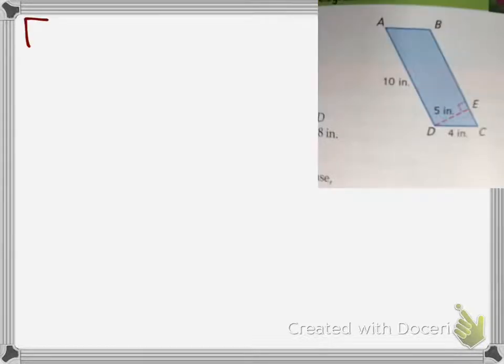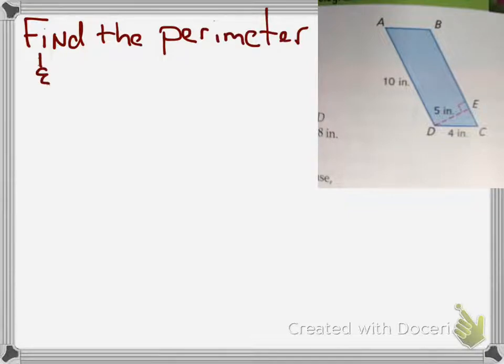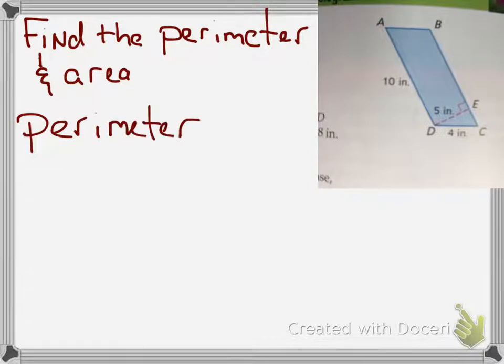So if you look at a problem like this, you want to find the perimeter and the area, right? So the idea here is, what is the perimeter, what are the sides, what is the base, that type of thing. So for the perimeter, I'm going to do 2 times, what are my two sides? On the outside, the two sides are 10 and 4, sorry. So 10 plus 4 is 14, times 2 is going to be 28 inches.